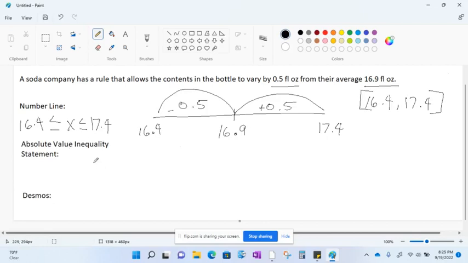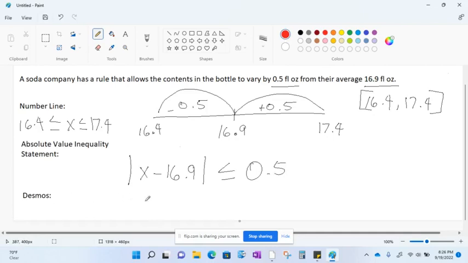The absolute value inequality statement would look something like this. In this case, the number of steps we could go would be 0.5. We could go smaller than 0.5, but we can't go any bigger than 0.5, which would mean that the absolute value of whatever we're testing has to be less than or equal to 0.5. In the insides, we would put x being the number that we're testing minus the average, 16.9. All of this has to be less than or equal to 0.5.